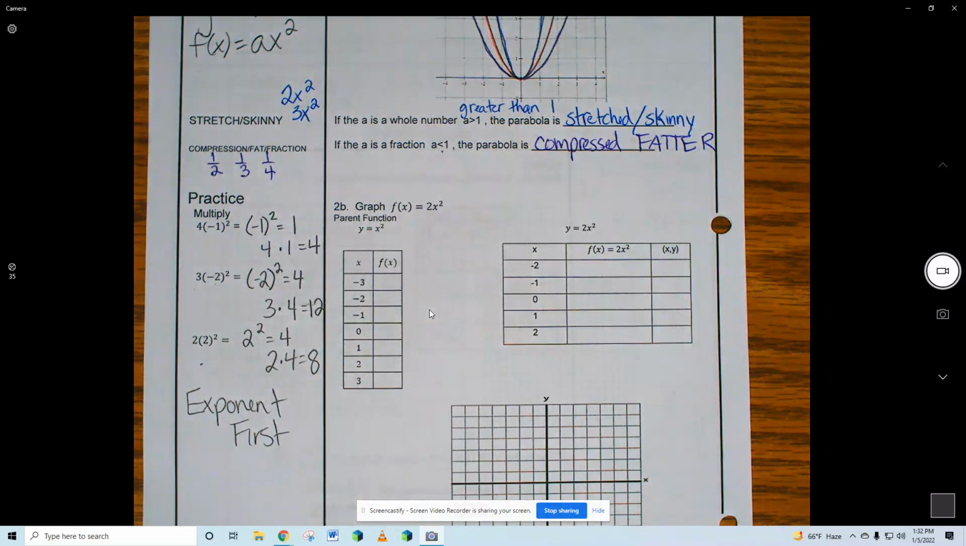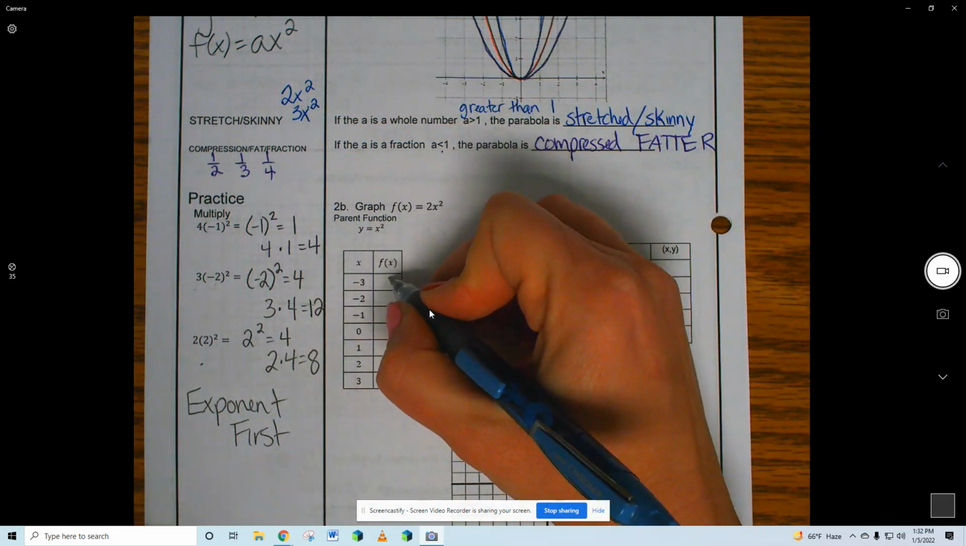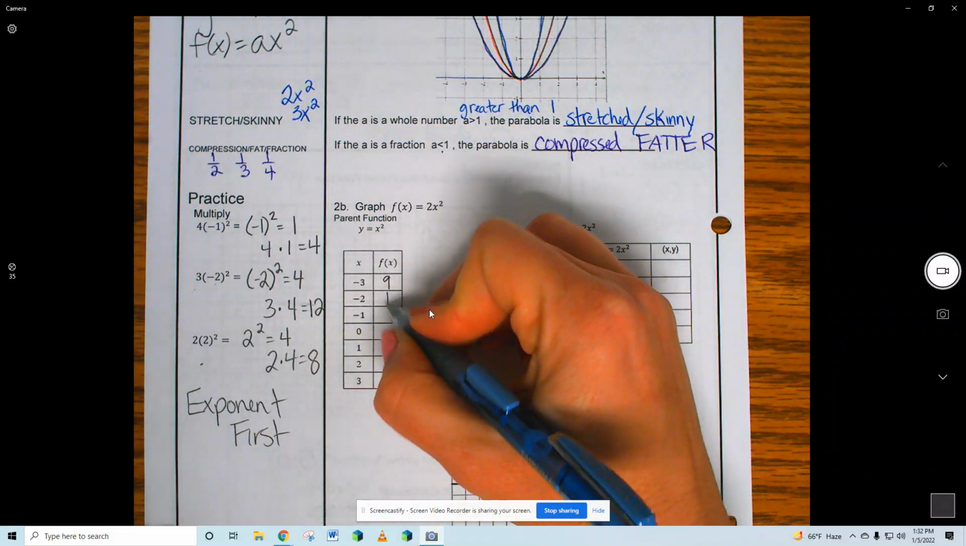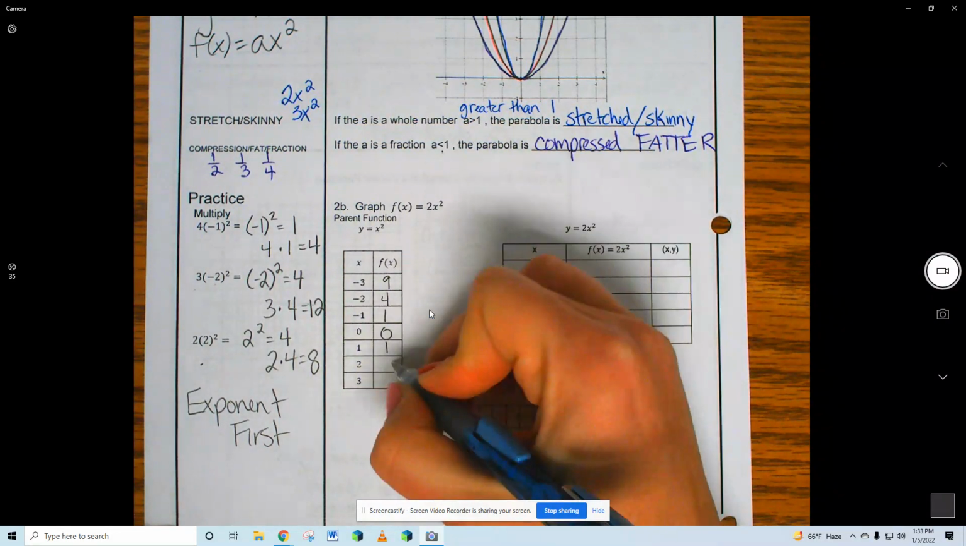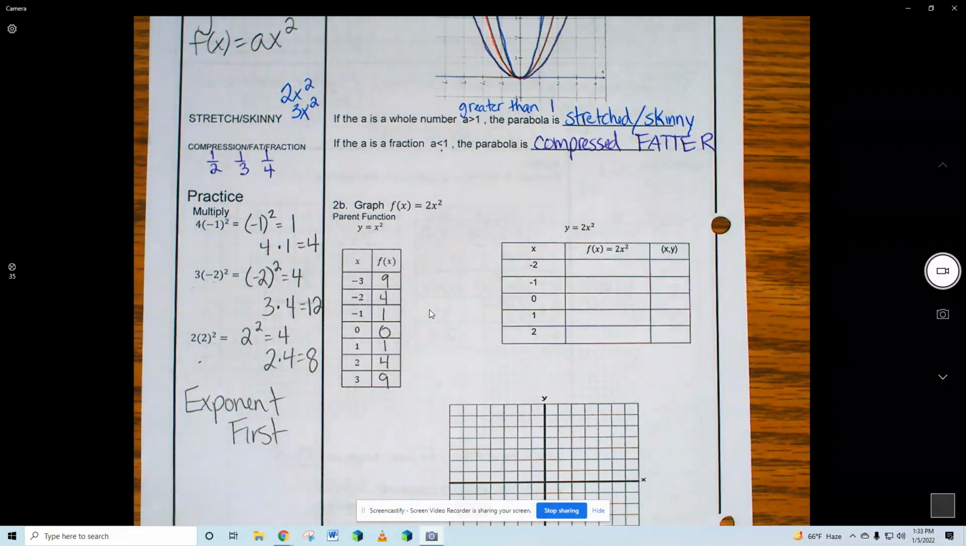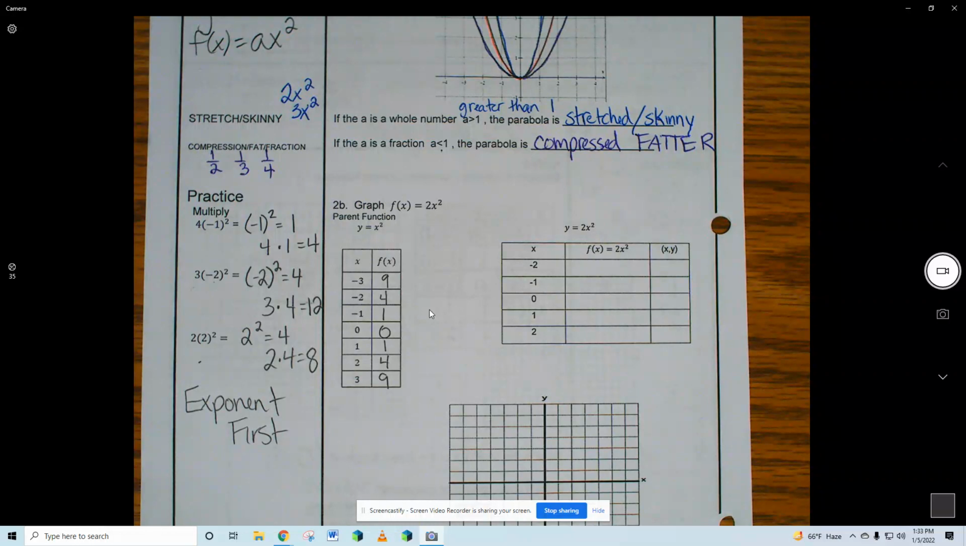So, I'm now doing x squared, but I'm multiplying every answer times 2. On the left-hand side over here, I have my parent function, y equals x squared. I'm going to rewrite what I did on the front page. On the front page, I didn't do a -3, but that's okay. -3 squared would be 9. And then 4, 1, 0, 1, 4, 9. I'm just squaring the numbers. This is my parent function, the basic normal parabola that all the other parabolas are drawn off of.